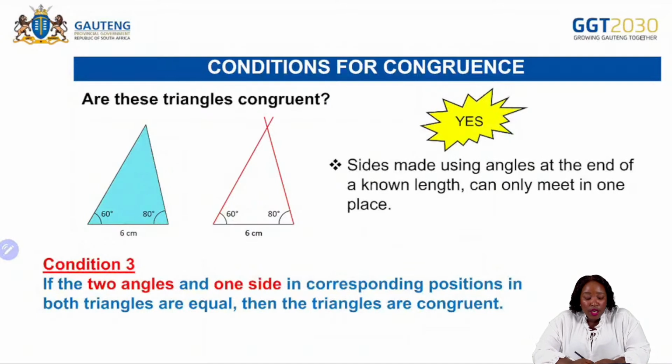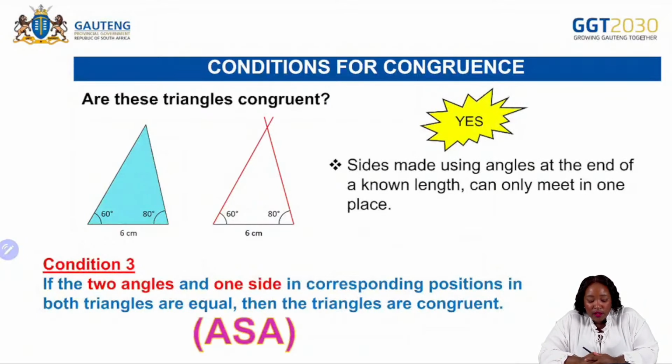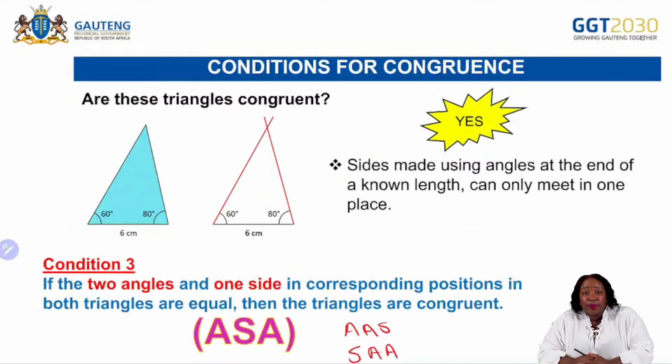That brings us to the third condition for congruence. If two angles and one side in a corresponding position in both triangles are equal, then the triangles are congruent. Now, the nice thing about this one is that there are different versions of it. The side doesn't have to be between the angles. It can be angle, angle, side. You can even have your famous AAS there. Those are other options of that one.